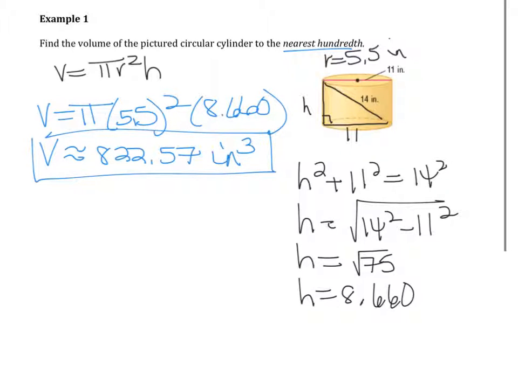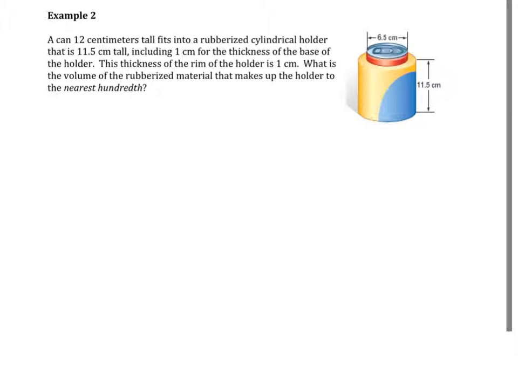So just keep in mind, especially for a Regents exam, that you may have to find pieces of the information before you can go ahead and substitute it. And always think of Pythagorean's theorem, especially when you're given slanted values.